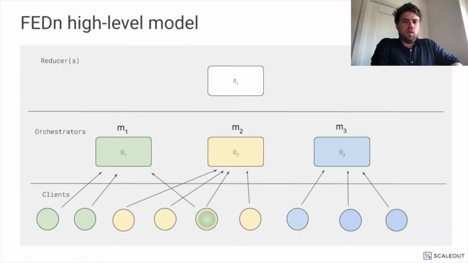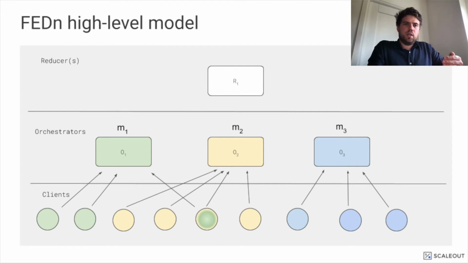This slide illustrates the high-level model of federated learning that we support in FEDn. We have organized our solution around three principal layers, if you wish. We have one layer with clients. These are the private members that train local models. We have one layer where you can have one or many orchestrators. And then we have a top layer with reducers. The idea is that the clients are data nodes in principle. Their role is to update and validate models. Orchestrators act as combiners.